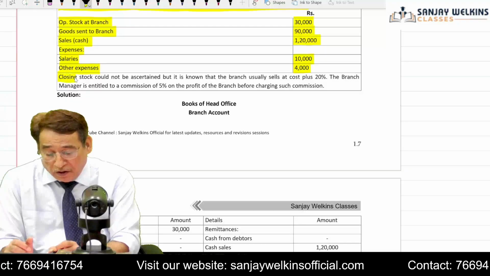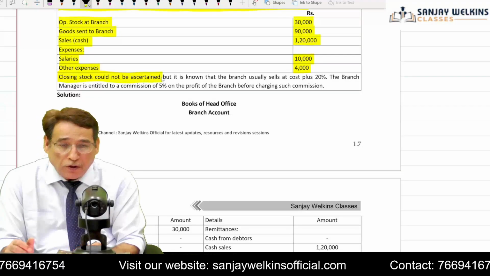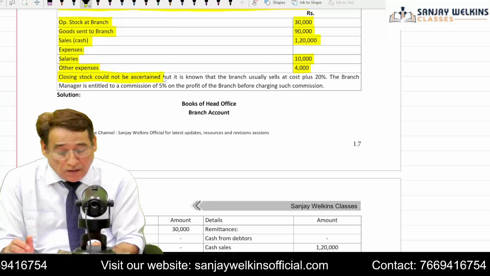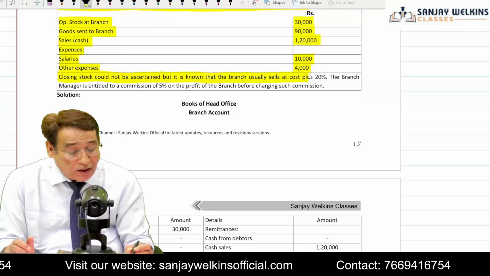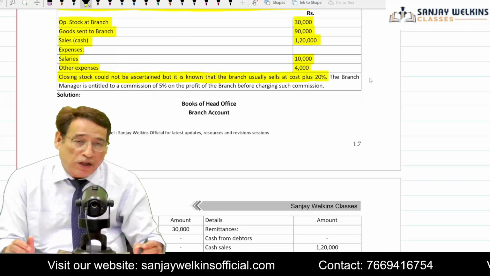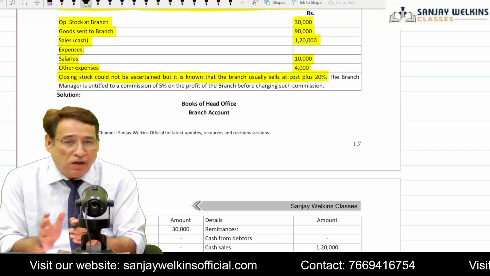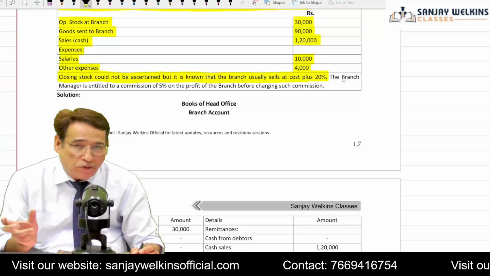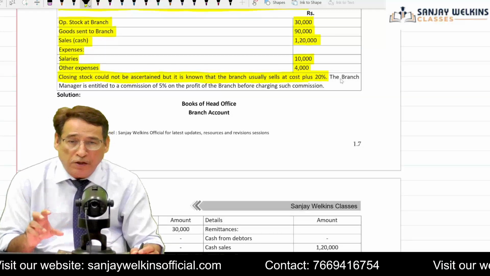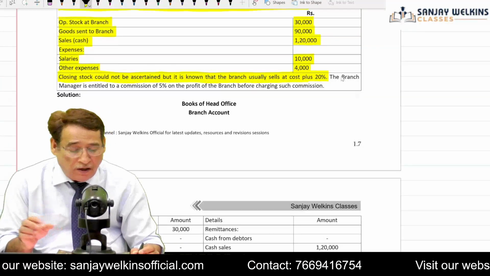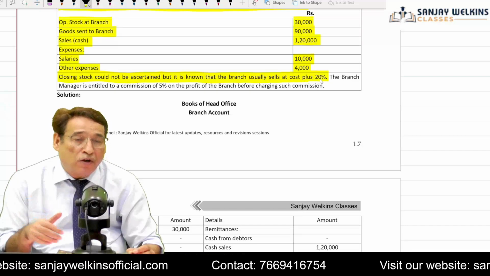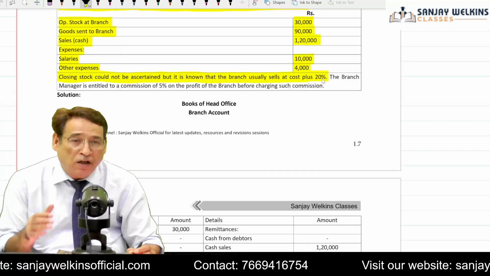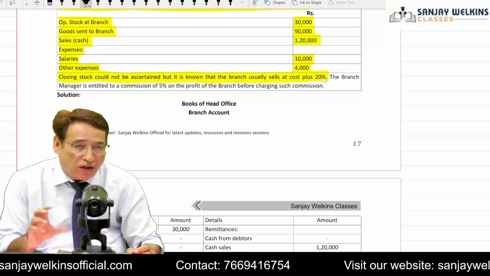Now here it is written that closing stock could not be ascertained, but it is known that the branch usually sells at cost plus 20%. Now in this question it is written that closing stock could not be found out. That means now it is your bounden duty to find out the closing stock. And some hint is also given that the branch sells the goods at cost plus 20%. What does it mean and how we are going to use this hint to find out the closing stock, I will let you know.